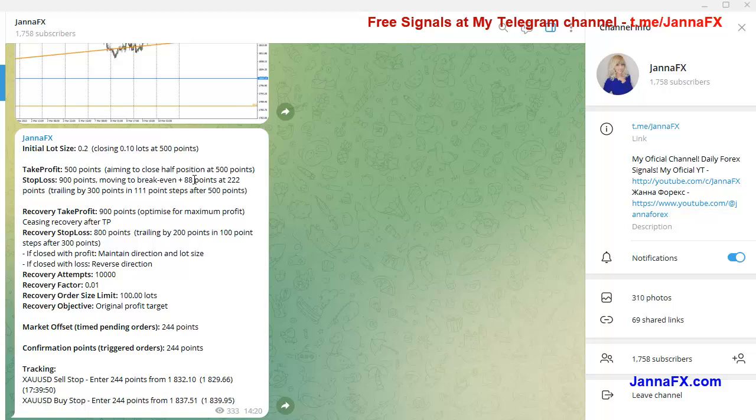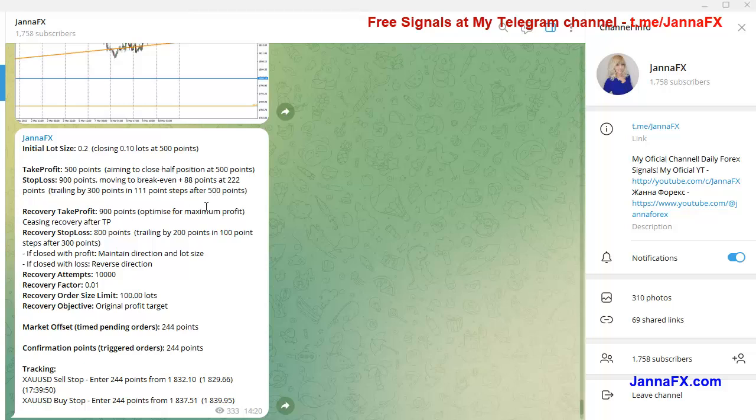Points. And then you read trailing by 300 points, let's say with a 111 points step here after 500 points. That means it will be a trailing stop. It will trail after 500 points, trailing 300 with the step of every 111 points. The trailing stop will be moving towards the price, with the price. So if the price is going up, with every 111, the stop loss moves behind it. 111 moves, 111 moves. That's the step, okay? But it will be 300 from the price, okay?